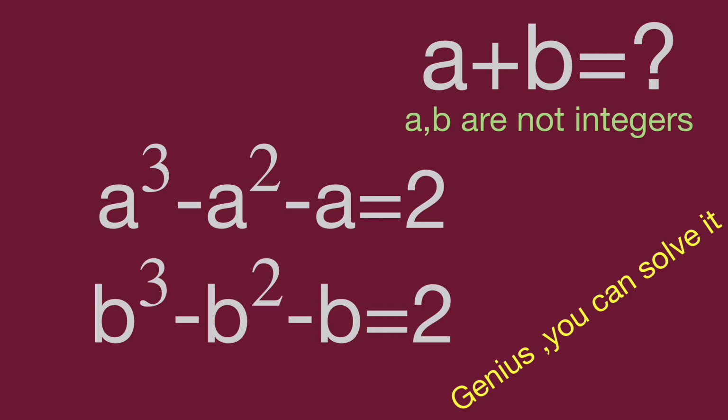We have two similar equations: a cubed minus a squared minus a equal to 2, and b cubed minus b squared minus b equal to 2. a and b are not integers. Find the value of a plus b. Would you please solve it?